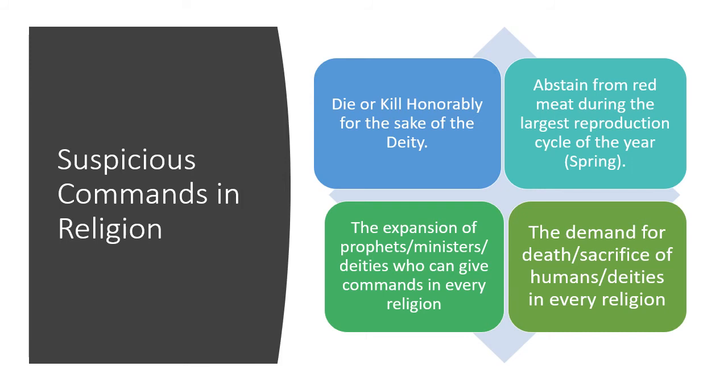And so one of the other things that we could look at is ultimately the demand for a death or sacrifice of either humans or deities in nearly every religion as well. And so, as I pointed out in the Bhagavad Gita, the central question is whether or not Arjuna should be fighting against his family members. And if we just look globally at different religions that exist, this tends to be a big question over and over again throughout the Bible.